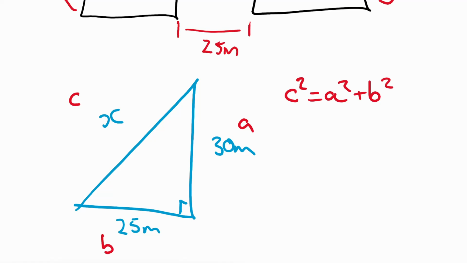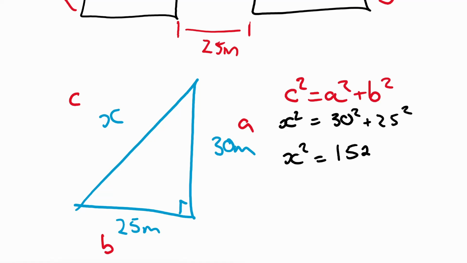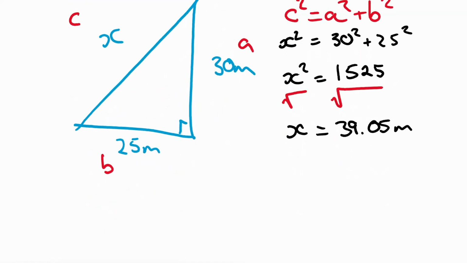So in our example, I'll just substitute in our values. Like that. So I know that X squared is now going to equal 1,525. So what I can do is square root both sides. And I'm left with X is going to equal 39.05 meters. So usually with these kind of problems also, it's good to write a concluding statement.